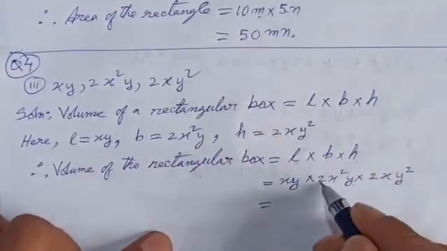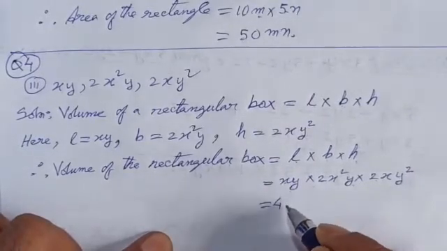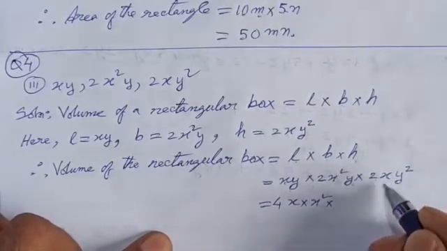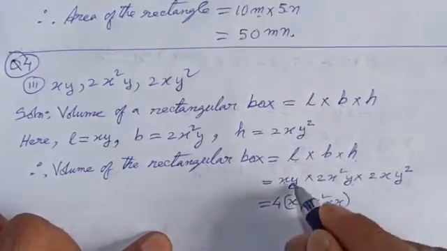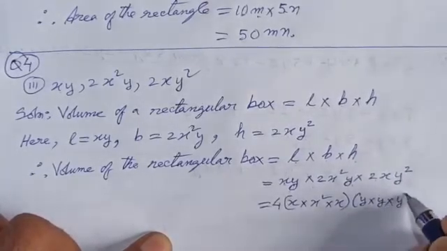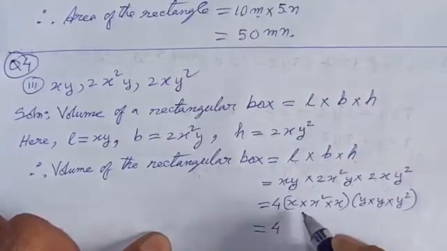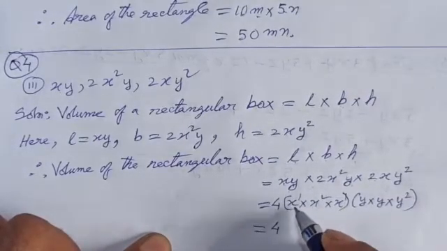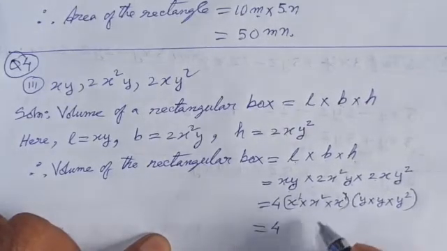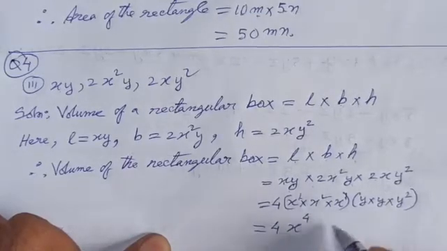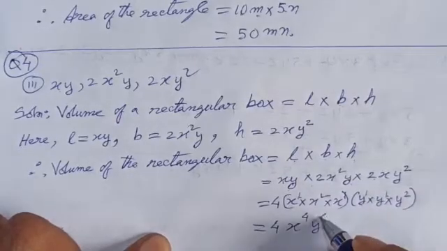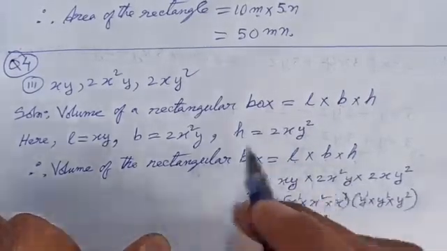2 and 2 are multiplied, then we will get 4. This x will be multiplied by x squared, and again by x. After that, this y will be multiplied by y, and again by y squared. Now we are getting 4. Here is power 1, here is power 1. If we multiply x into x squared into x, power 1 plus power 2 plus power 1 is power 4, x power 4. Then y, here is power 1, here is power 1. 1 plus 1 is 2, 2 plus 2 is 4. So y power 4, and this is the answer.